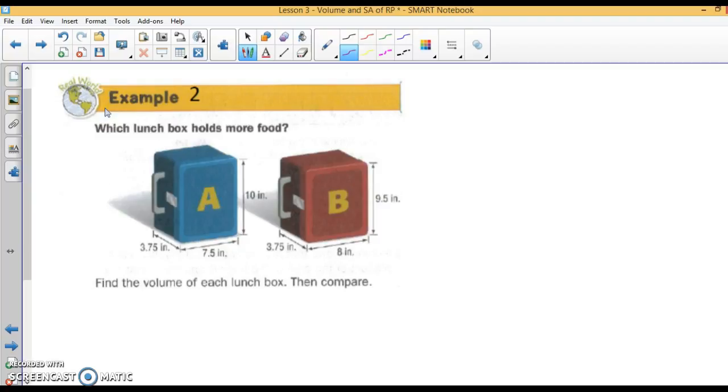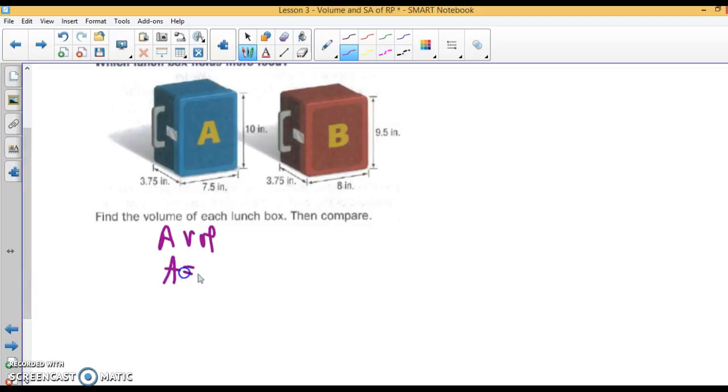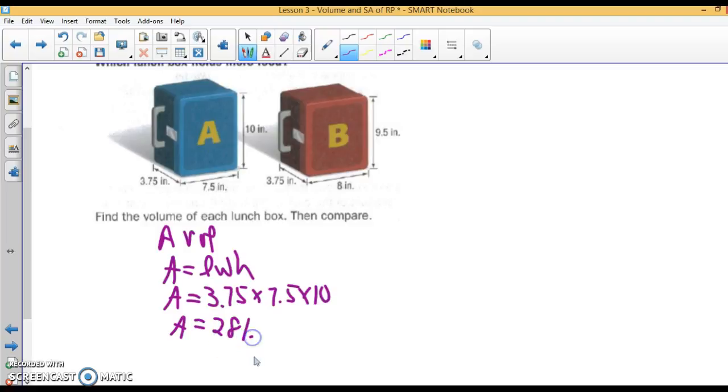Example 2. Which lunchbox holds more food? Well, think about it. If I want to hold food in these lunchboxes, isn't that on the inside? So I'm looking for volume. So my volume of A is going to be length times width times height. So that'll be 3.75 times 7.5 times 10. When you find that volume, you get 281.3 cubic inches. So if I pack that thing super tight with food, that's how much I could fit.